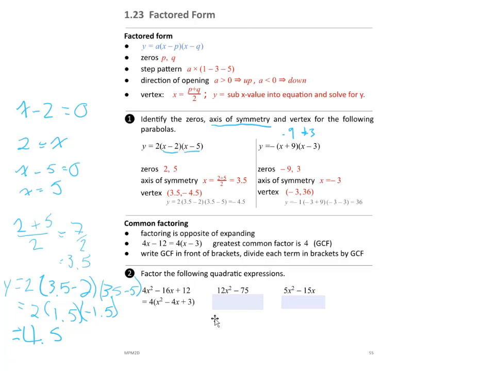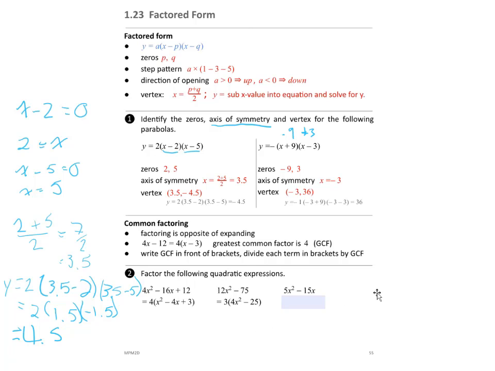Our next example, we have 12x squared minus 75. The factors of 12 are 1, 2, 6, 3, 4, 12. And I think 3 is the highest number. Yes, it is. Okay, so 3 is the greatest common factor. You divide each term by 3. 12x squared divided by 3 is 4x squared. Negative 75 divided by 3 is negative 25. So that's where those numbers come from in the bracket. You just divide the terms up at the top by that number there.